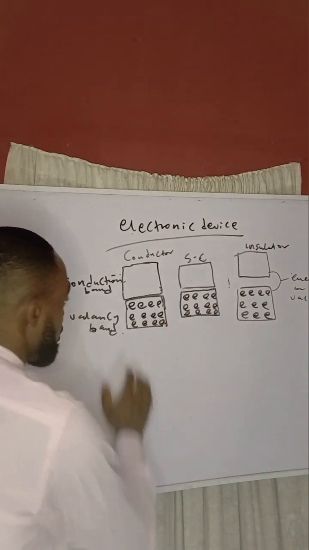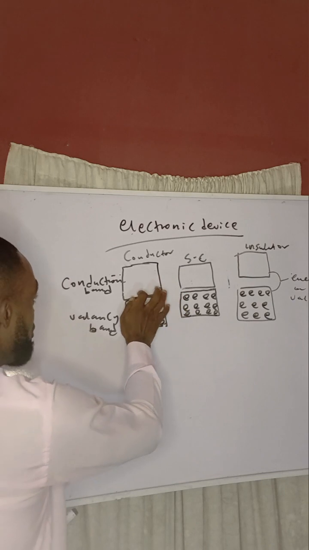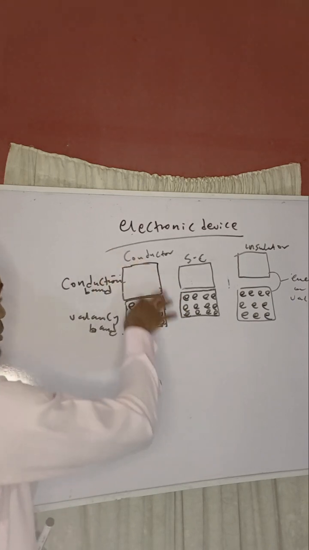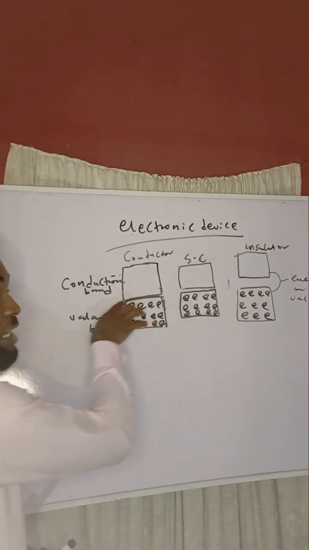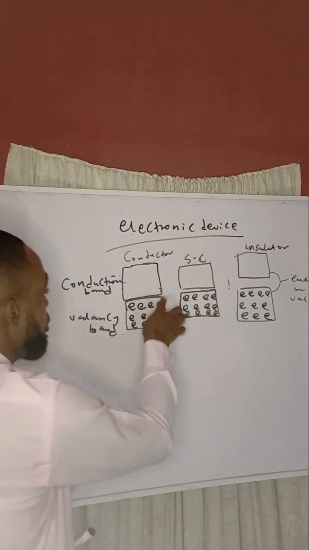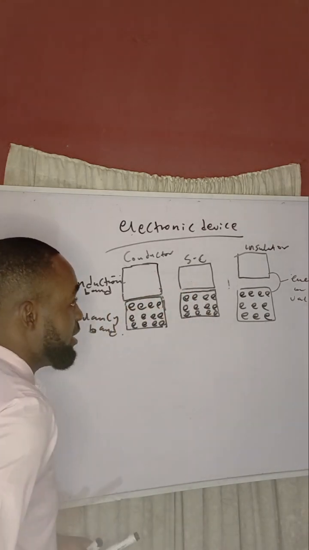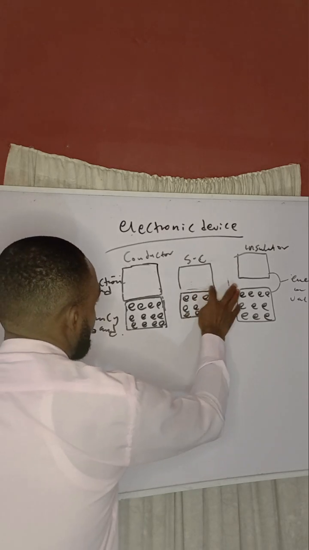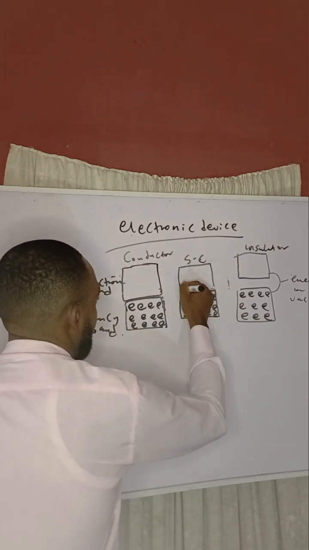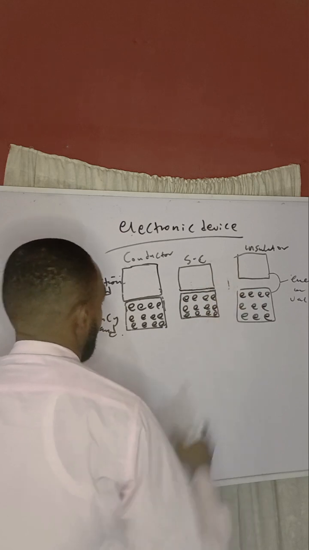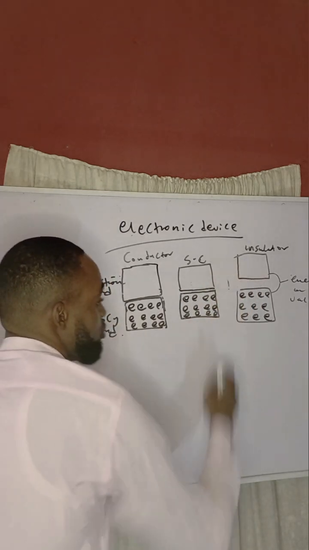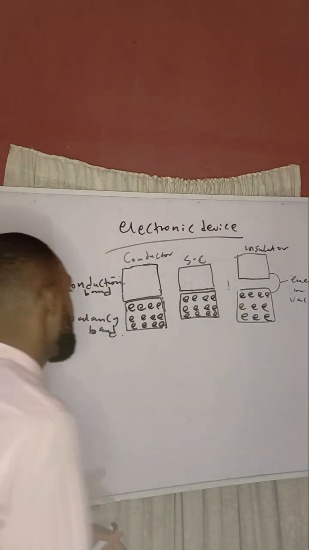In a conductor, there is no gap between the valency band and the conduction band. When you look at it, you see there is no gap here. But in a semiconductor, there is a small gap between the valency band and the conduction band. While in an insulator, there is a big gap between the conduction band and the valency band.